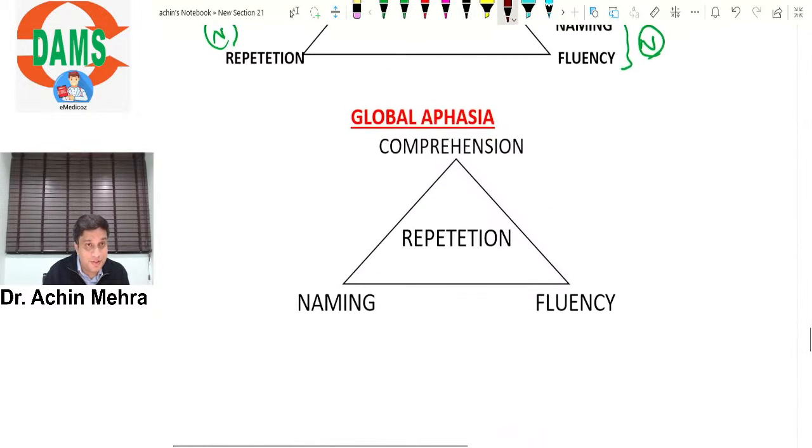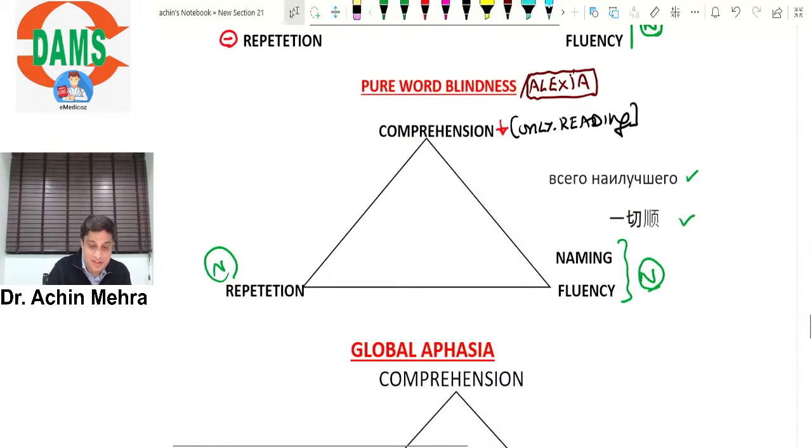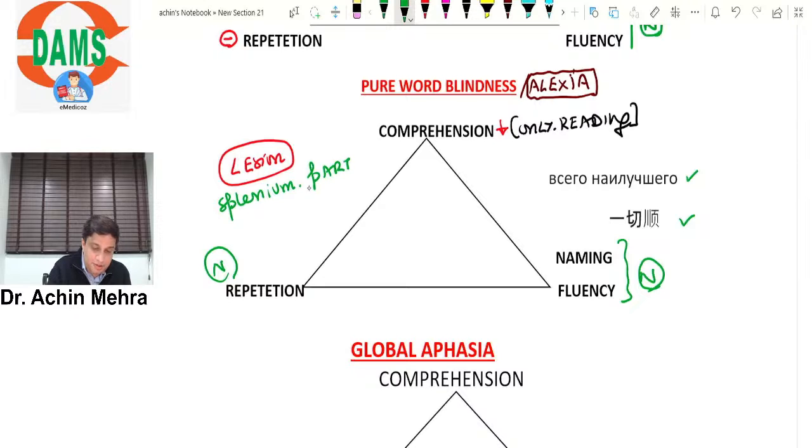Then we have the global aphasia finally. And just to add on to this, pure word deafness or alexia happens due to lesion in the splenium part of corpus callosum. Splenium part of corpus callosum. That particular zone we have a damage will lead on to alexia. Okay.